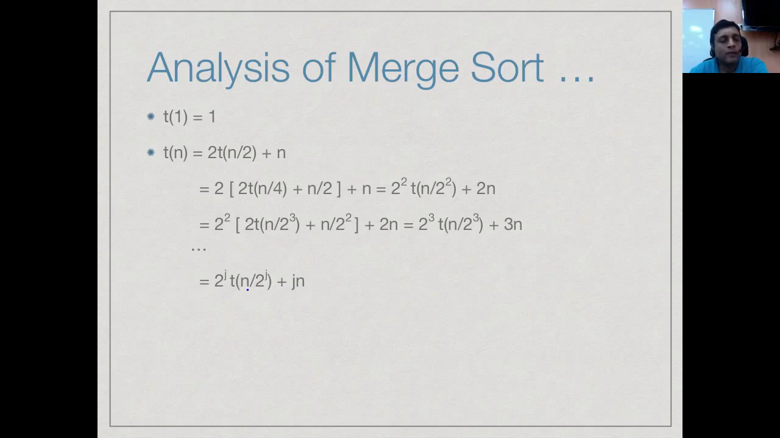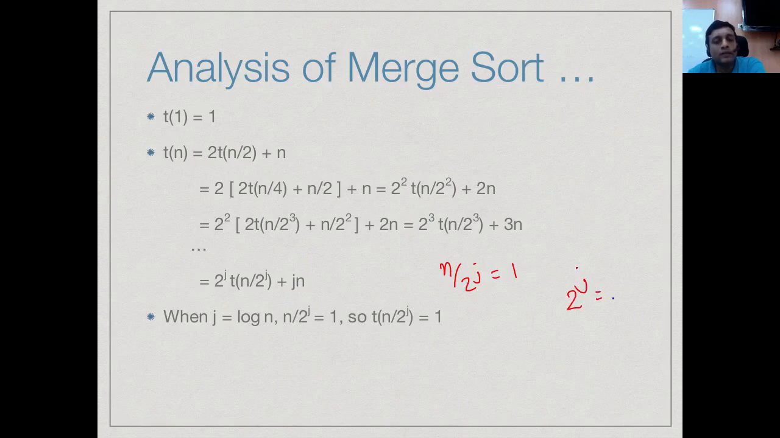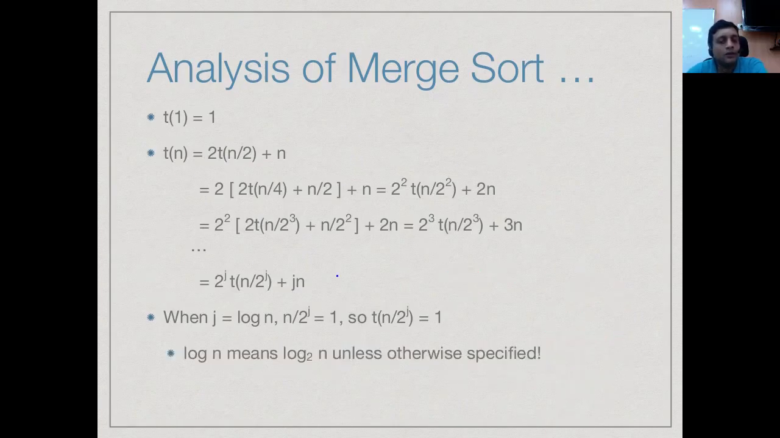So now when do we reach the base case? We reach the base case when n by 2 to the power j goes to 1. So when does this happen? Well, n by 2 to the power j is equal to 1 means that 2 to the power j is equal to n. So j is nothing but log of n to the base 2. We will always use log n in general to mean log of n to the base 2 unless otherwise specified. Okay. So after log n steps, we end up with something which looks like this.